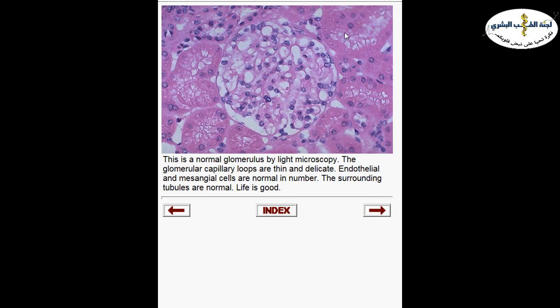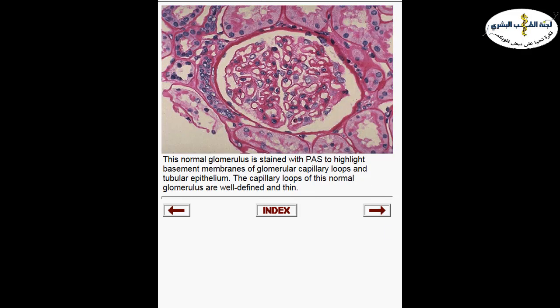Now, if you look outside the glomerulus, here we can see renal tubules. We have the proximal convoluted tubules, the distal tubules, etc., and collecting ducts. All of them we can see outside the glomerulus, and they are lined by a single epithelial lining. So this is the normal cellularity, normal appearance, and normal basement membrane of a glomerulus. This is what a good glomerulus looks like.